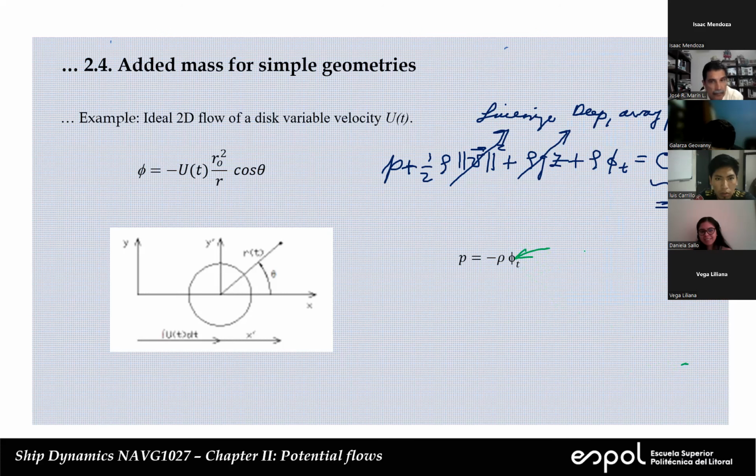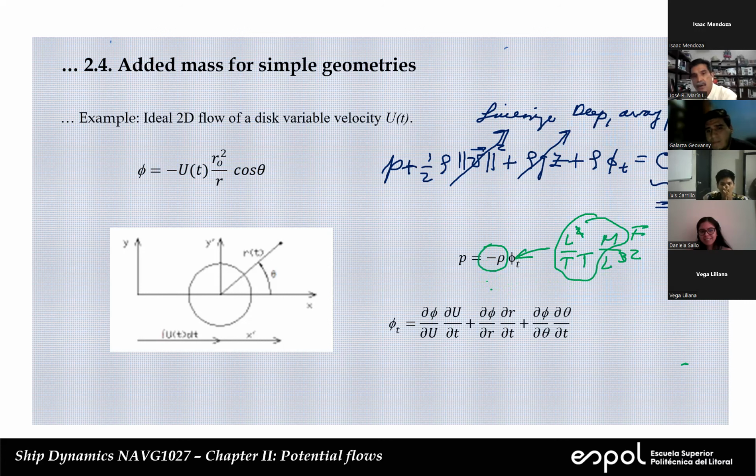Length squared over time. Yes. And since it is differentiated with respect to time, I have another time here. And of course, density is mass over length cubed. So I cancel one, so this is force, and we have pressure. Please don't forget the negative sign. Very important. Okay, let's go on.